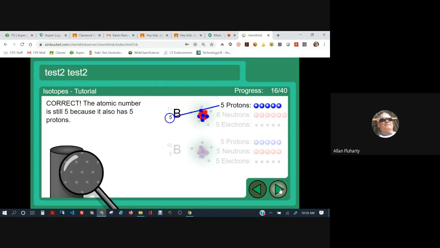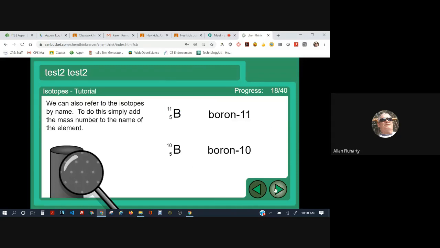Correct. The top number is 11. The bottom number is 5. We also have a way to refer to these that demonstrates the difference between them. Again, the only difference is the mass number. So we put a dash and then the mass number. For boron with 6 neutrons, it would be boron-11. Boron with 5 neutrons would be boron-10.